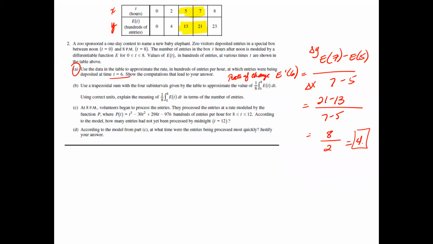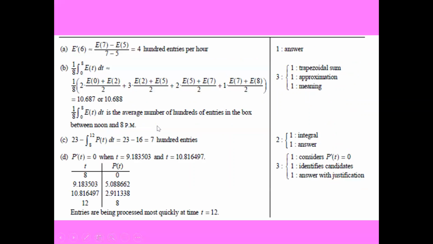Now, what does 4 indicate? That 4 is going to be hundreds of entries. So you're thinking about 400 entries, or better yet, it's hundreds of entries per hour at t equals 6. And that is your answer. If you answered the question correctly, it is just 1 point. It's a very simple E prime of 6 question.